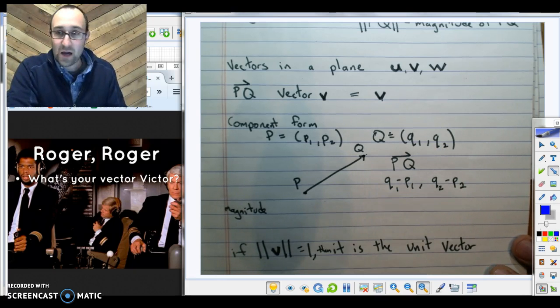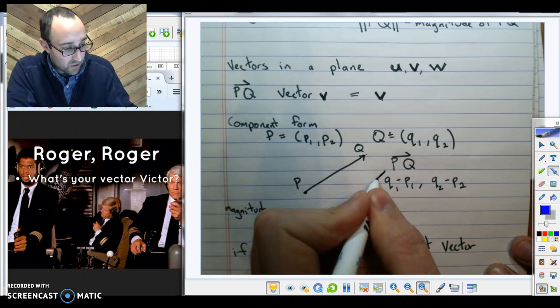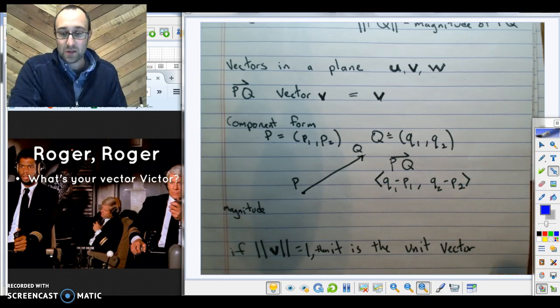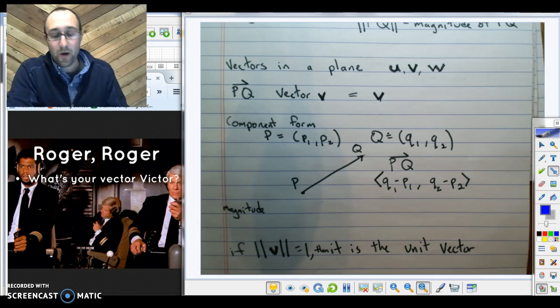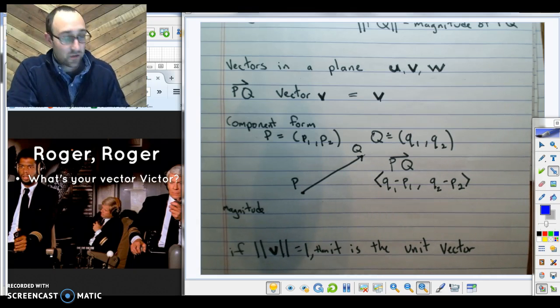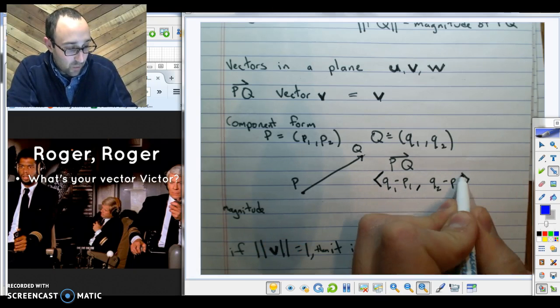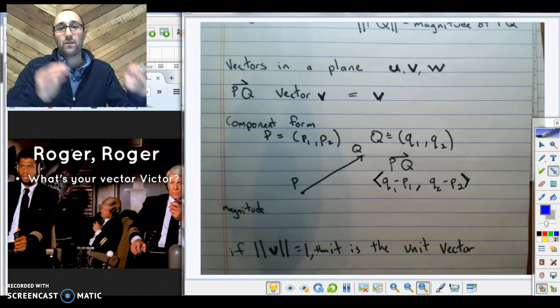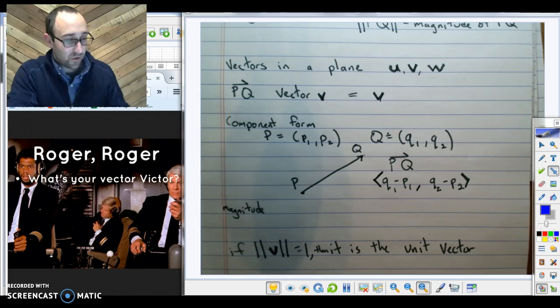Separated by a comma, like you would write a point, but now instead of parentheses, you're going to use angle brackets. All right, and that's the component form of the vector with initial point P and terminal point Q. It's like parentheses separated by a comma, like you would a point. The only difference is instead of having curved parentheses, you have them pointy. All right, so there we go.